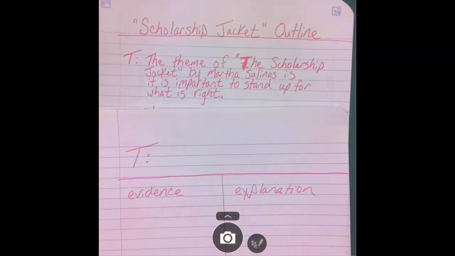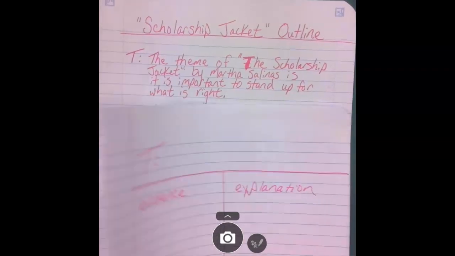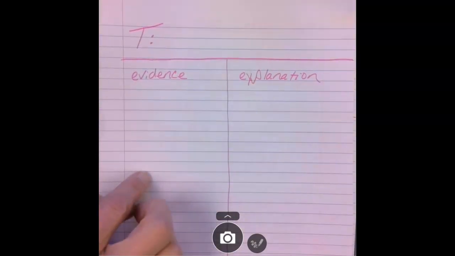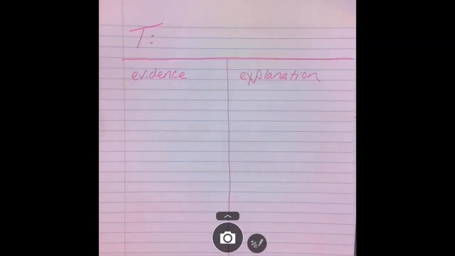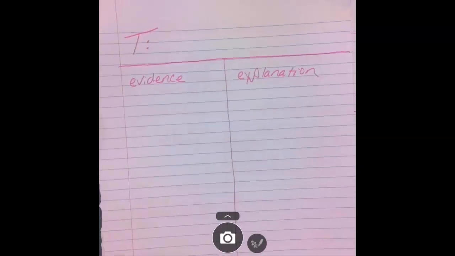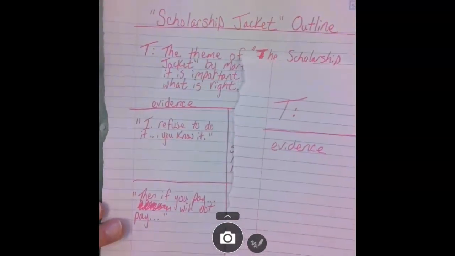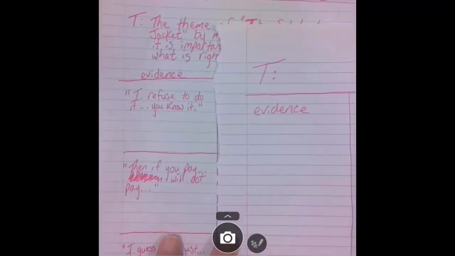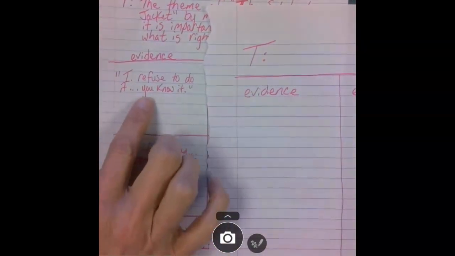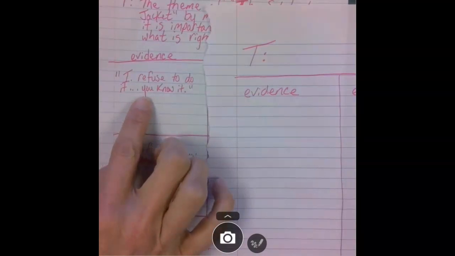into your star outline. Then we're going to start to think about evidence from the story. So you're going to find 2 pieces of evidence, at least 2, that back up the theme that it is important to do what is right. So you look back through the story, and you can either write this as a direct quotation, so word for word from the story, or you can put it in your own words, something that happened in the story. So in this example, from the scholarship jacket, we have, I refuse to do it, and I put ... you know it. So that's one piece of evidence from the text that shows it's important to do what's right.